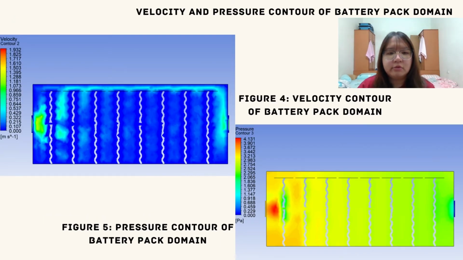Next, for the velocity contour, as shown in figure 4, the airflow velocity between battery cells decreases to a minimum right after passing through the front row of battery cells, leading to an increase in the maximum temperature and a loss in temperature uniformity. And the next one is the pressure contour, as shown in figure 5. The inlet of the battery pack experienced the maximum pressure due to the sudden high velocity airflow being forced into the battery pack from the inlet of 200 mm square.